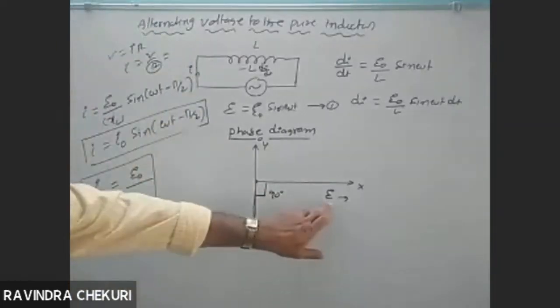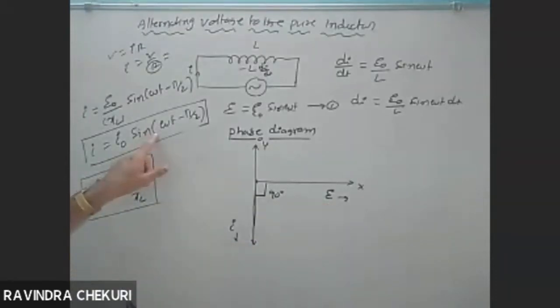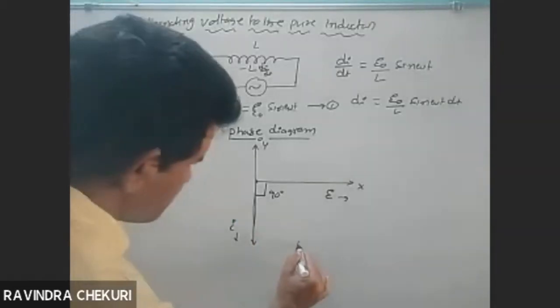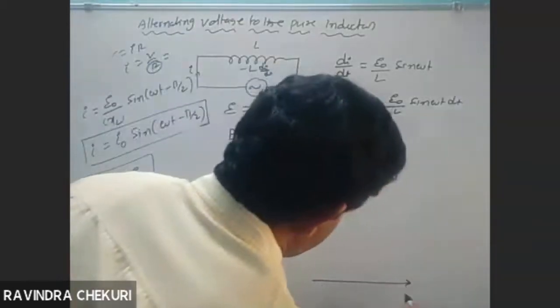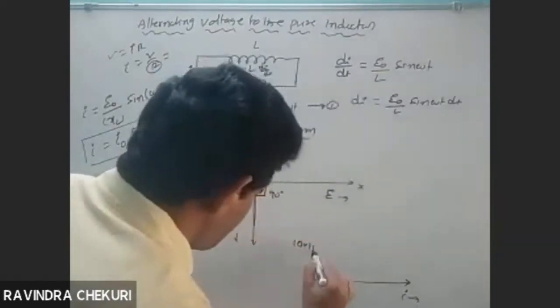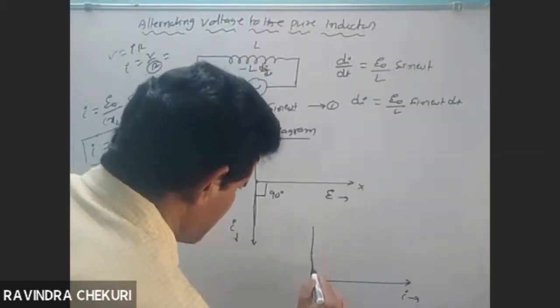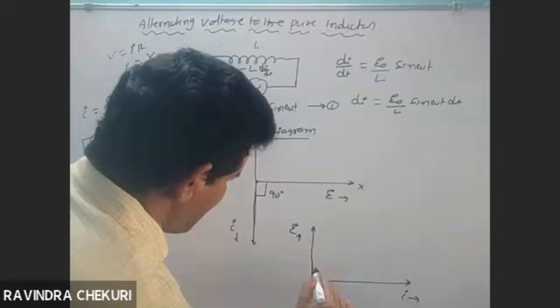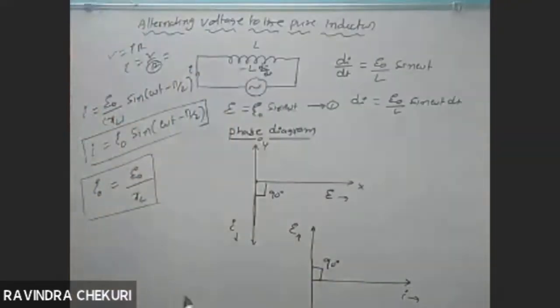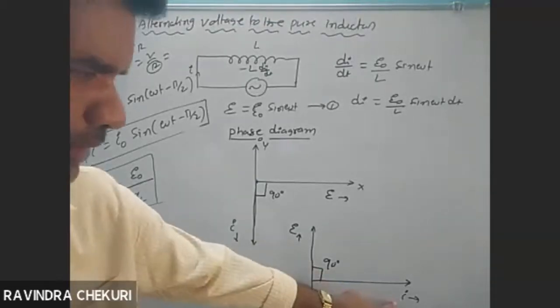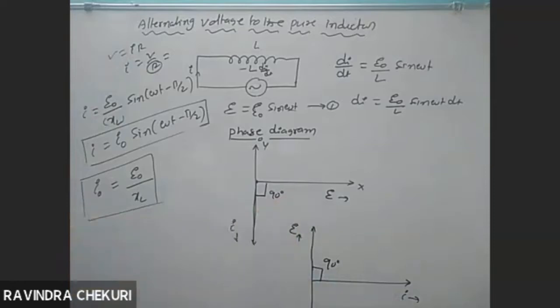This is the phase angle. Phase diagram between applied potential and current: current lags by 90 degrees, so it is drawn downward. Or otherwise, if current is taken along the x-axis, compared to current the phase angle of EMF is greater. EMF leads by 90 degrees.